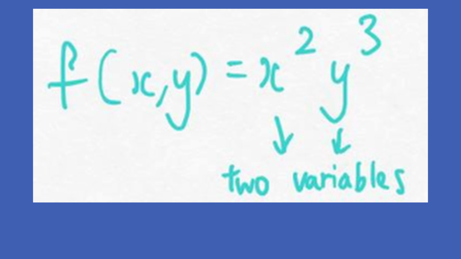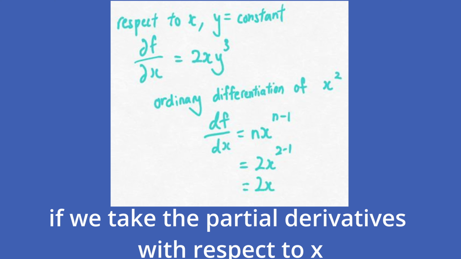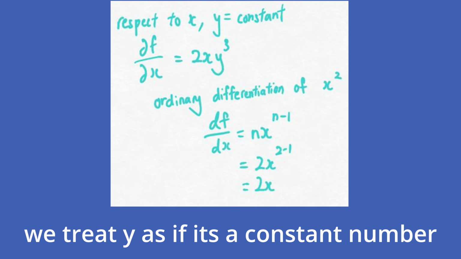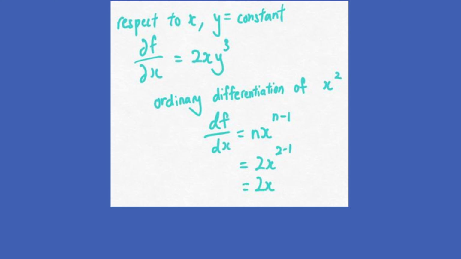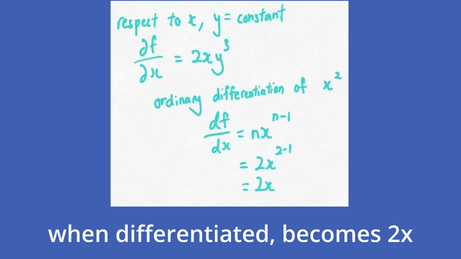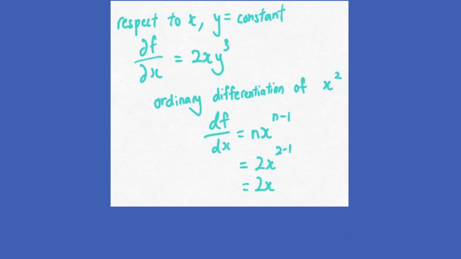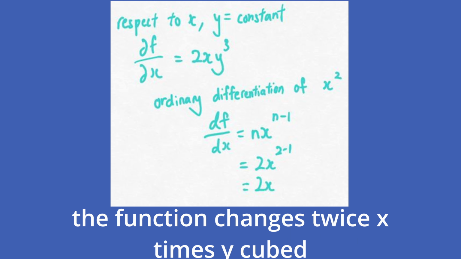So here, f(x, y) is a function of two variables, x and y. If we take the partial derivative with respect to x, we treat y as if it's a constant number. That means we only differentiate the x part, and we get df/dx equals 2x y cubed. That's because x squared, when differentiated, becomes 2x. In words, for every small change in x, the function changes 2x times y cubed.